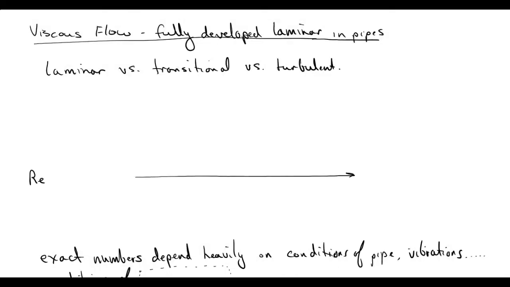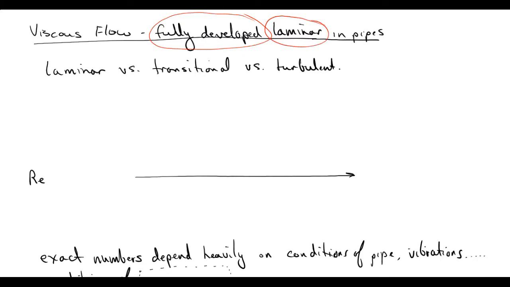Okay, so we're going to talk about a new section now. And that section is called Viscous Flow. And really what we're going to talk about first is flow within pipes, and in particular, fully developed laminar flow in pipes. Those are two different vocab words that we need to really define and talk about. And we're going to start with laminar.